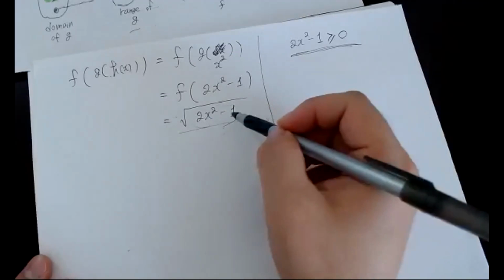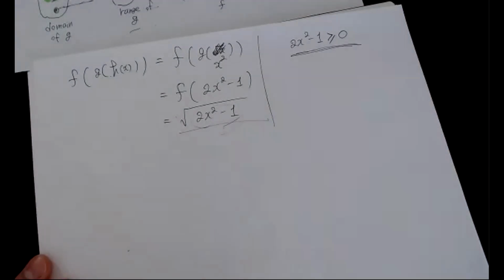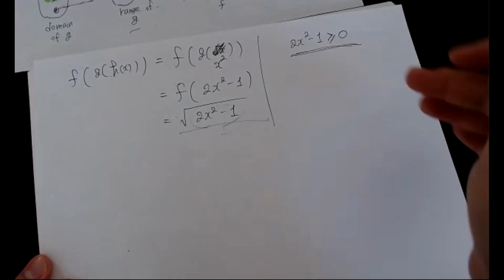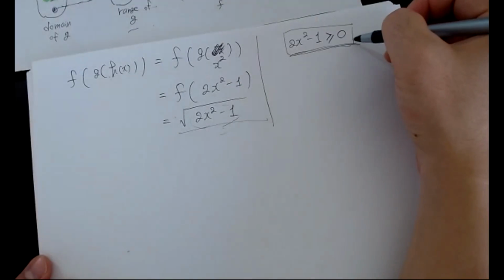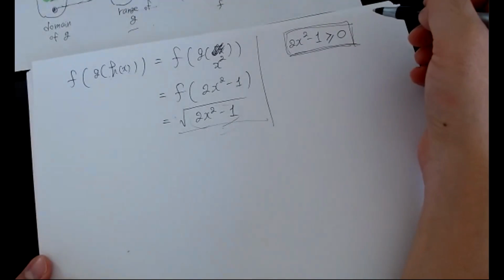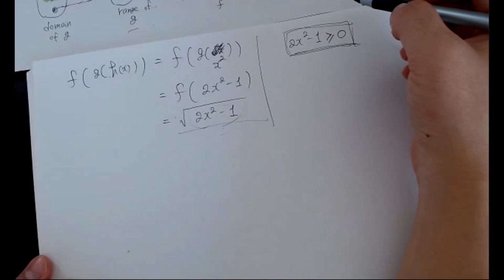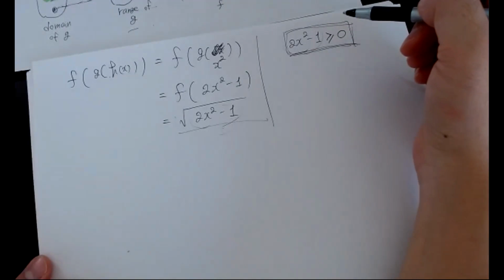So it means that 2x squared minus 1 must be greater than or equal to 0. Otherwise, we're going to get the imaginary number, right? So 2x squared minus 1 must be greater than or equal to 0.